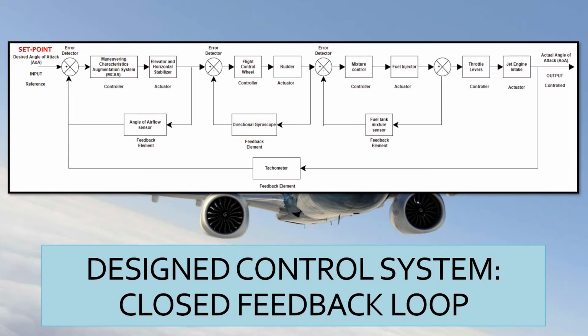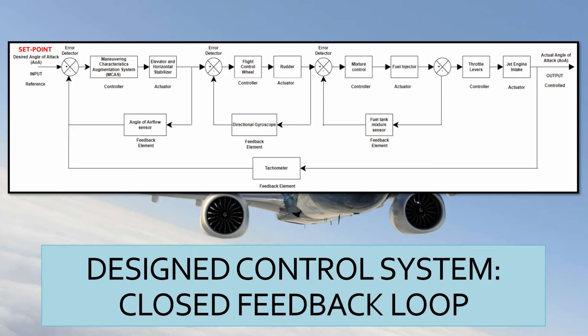So this is our design control system for the AOA system. The input for this system will be the desired angle of attack. First, the Maneuvering Characteristics Augmentation System (MCAS) will control the elevator and horizontal stabilizer. If the angle of attack is off balance, the AOA sensor will detect it and send the data back to the MCAS controller to adjust the elevator and the horizontal stabilizer.